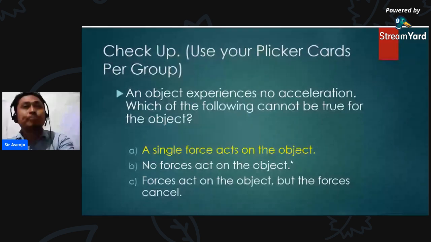Explanation: if there is a single unbalanced force acting on an object, the object will experience a net force and therefore will accelerate. An object will only experience zero acceleration if the sum of the forces acting on it equals zero. That's a very good explanation.